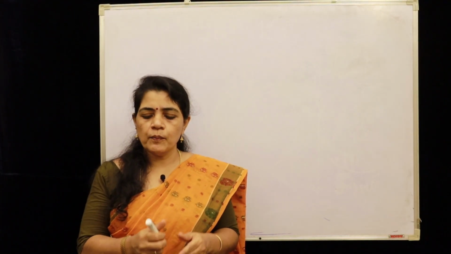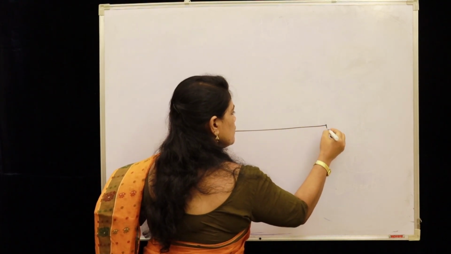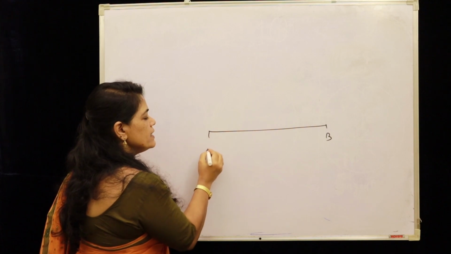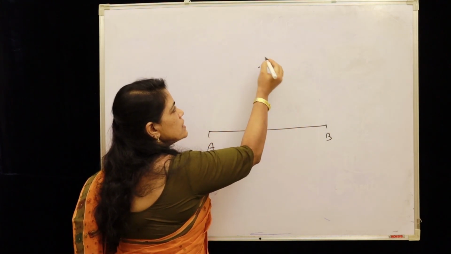The next point is, suppose we have a line or line segment. See, we have a line segment AB and a point C.